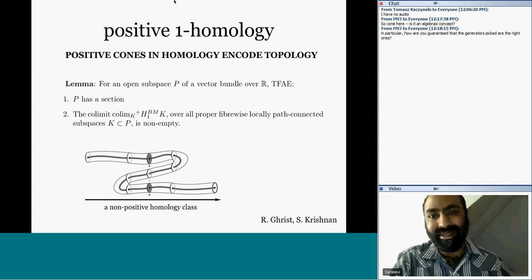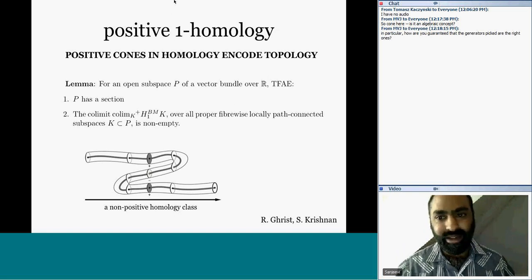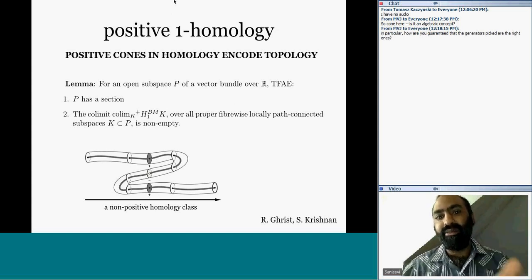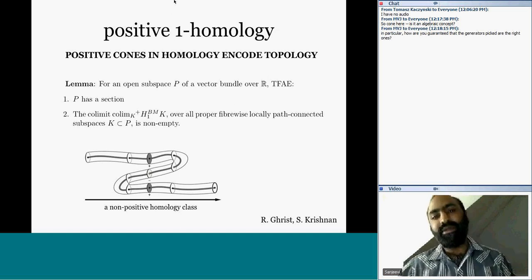Questions, please. I know this might confuse the way it's written. Okay, I have this positive cone on Borel-Moore homology that actually detects the existence of sections. That's the takeaway here. And so, what's Alexander dual to that?